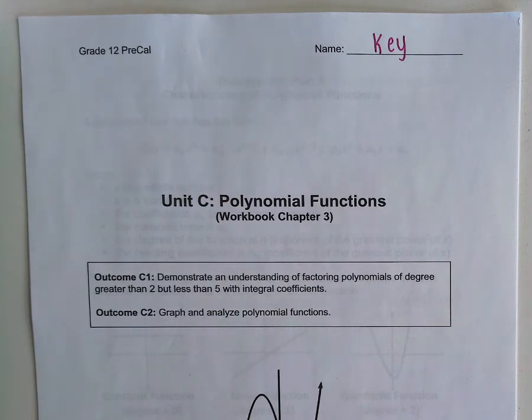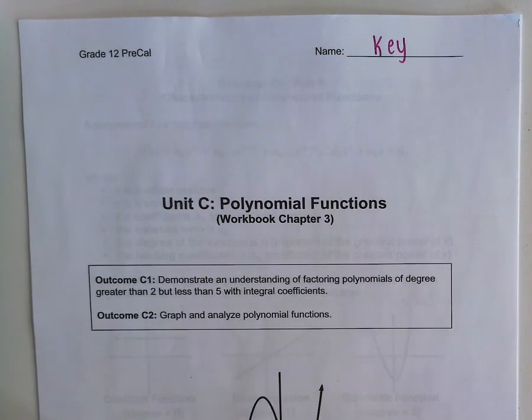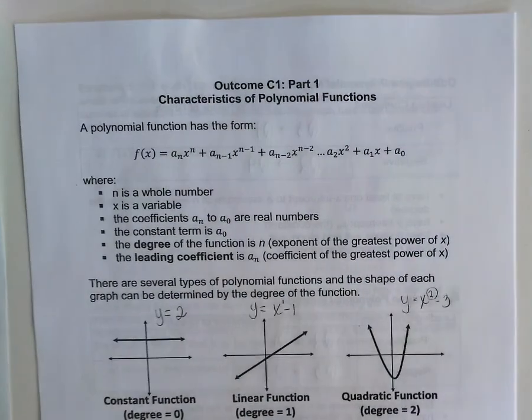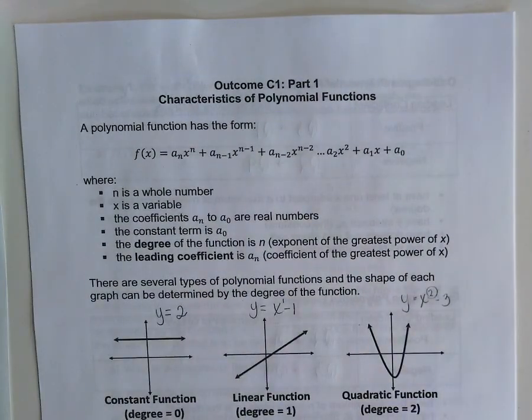In this lesson, we are going to start Unit C, which is our polynomial functions unit. In this unit, what we're going to be learning is how to factor polynomials that have a degree higher than 2, and we're also going to be graphing these polynomials. So, to start, let's first define what a polynomial function is.